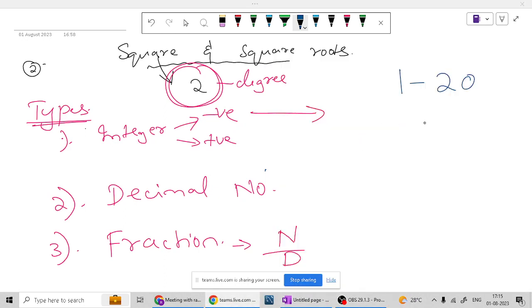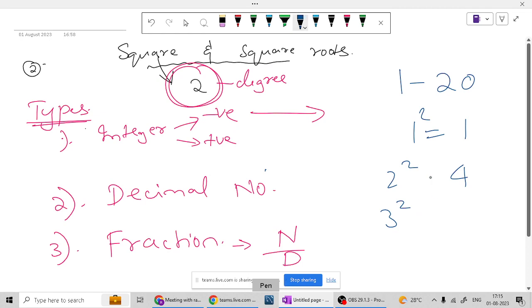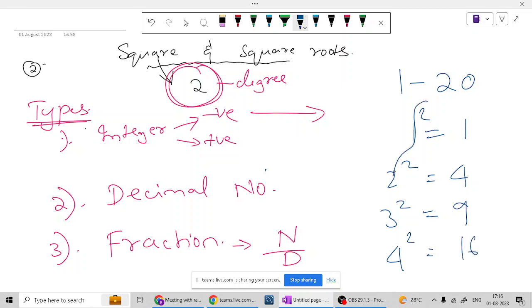That is 1 square is equal to 1. 2 square is 4. What about 3 square? Sir, 9. 3 square is 9. 4 square? 16. Okay, can you see all the values are squares? The degree is 2. So this is known as square. Go through this and even the opposite way.